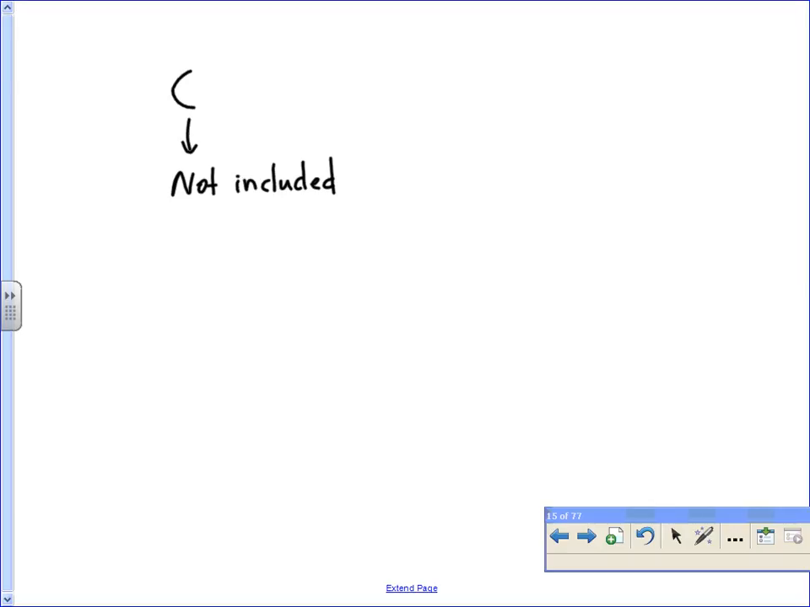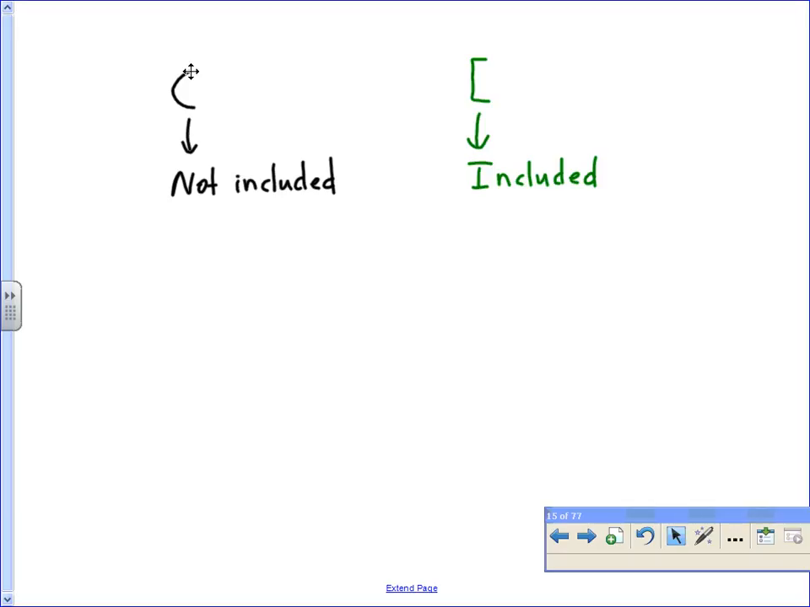Okay, so let's say all numbers greater than 4. In that case, 4 is not included. Whereas if I say all numbers greater than or equal to 4, 4 would be included, and so we would use a bracket. So we're going to use a bracket when the number is included.